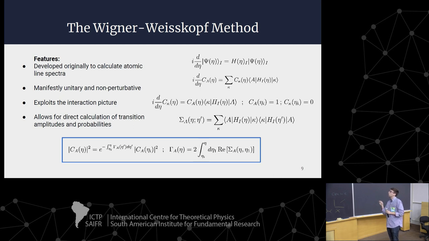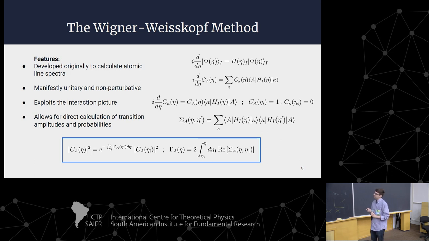So that makes a closed system of differential equations. You can solve them by introducing this object, which is known as the self-energy, and is related to the thing you will compute in a one-loop calculation, okay? And with this self-energy, you can solve these differential equations, and the solution looks like this, where these C_A squareds, which are the survival probability of the initial state, are related to this integral of the real part of the self-energy, and this is the self-energy, okay?